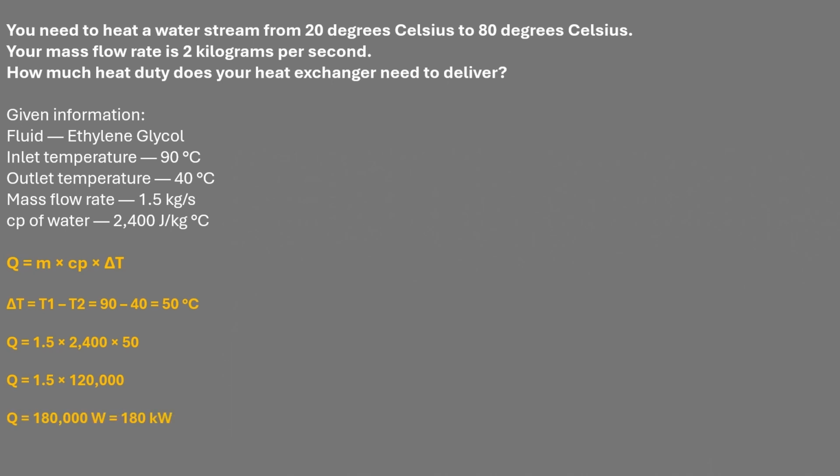This gives you a cooling duty of 180,000 watts, or approximately 180 kilowatts. This huge difference is entirely because glycol's specific heat capacity is 2,400, which is significantly lower than water's 4,180. This is exactly why the choice of heat transfer fluid matters so much in process design. Now 3 mistakes I see regularly with this equation.